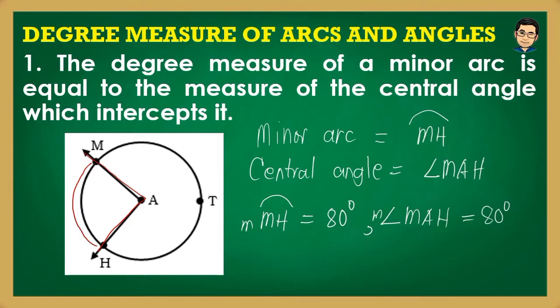Okay, so when we say measure, we usually write a small m. The measure of arc MH is 80 degrees. Angle MAH measures 80 degrees also. So we can write it this way: the measure of arc MH is equal to the measure of angle MAH.